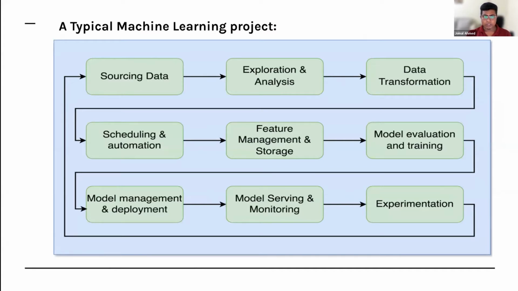Here I'm just showing a typical view of a machine learning project life cycle, starting from sourcing the data. The next step is exploratory data analysis and data transformation. Then there are certain scheduling and automation jobs required to load the data and train or retrain the models. Once we have a trained model, the next part is how we manage and deploy the models, serving and monitoring. And at the last, since models can go stale very fast, how do we retrain and make sure that our models are fresh in production, and the predictions are always relevant.